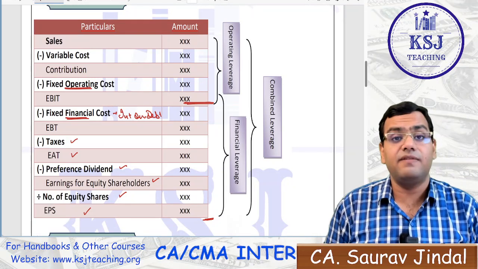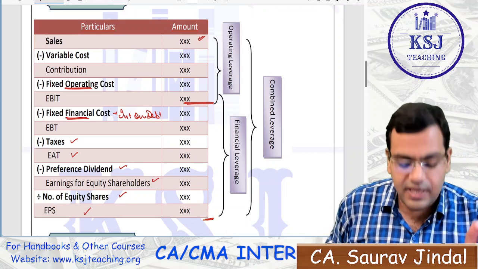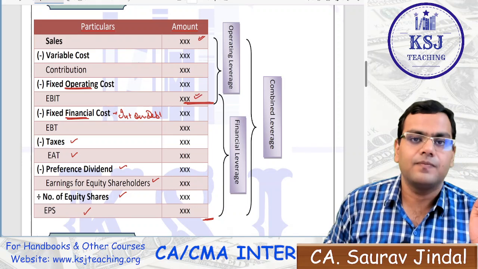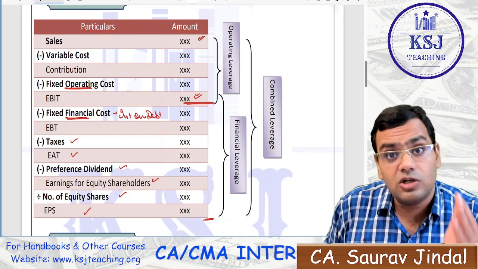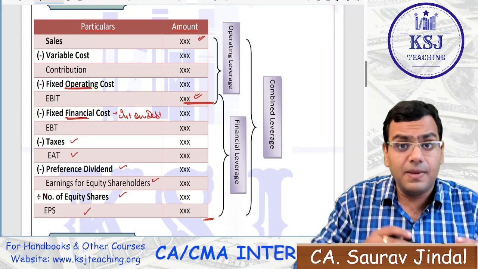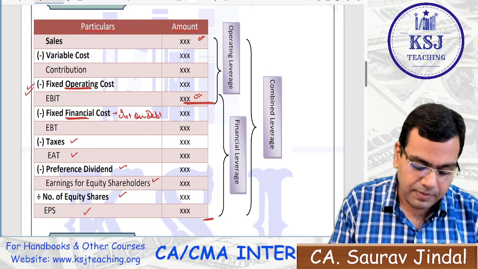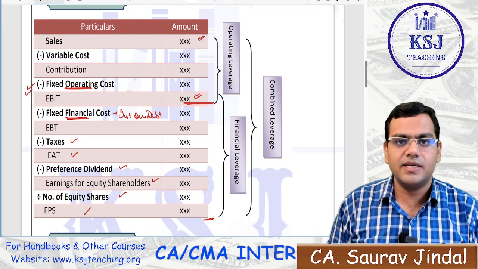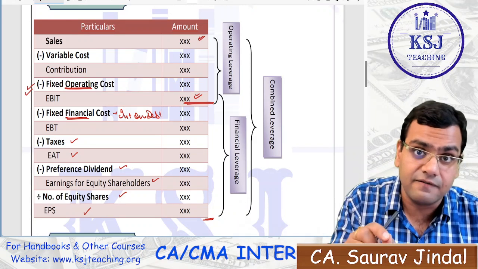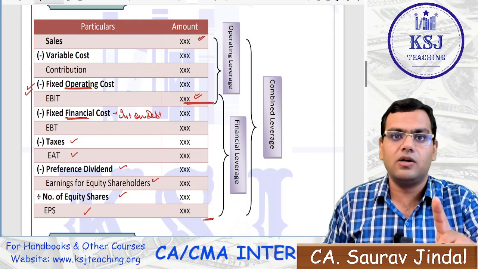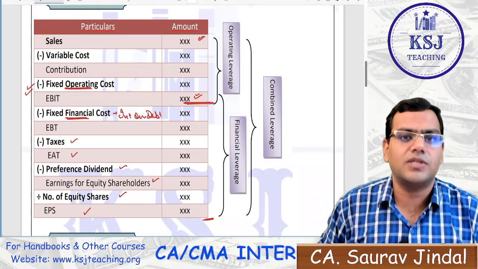Now, what is operating leverage? Operating leverage tells us that if we change the sales, what will be the impact on the EBIT? If we increase our sales by, let's say, 100%, whether the EBIT will also increase by 100%? No, sir. The EBIT will increase by more than 100% if there is fixed operating cost. What I'm saying is, if you increase the sales by 100%, your EBIT will increase by more than 100% only if there is fixed operating cost. If there is no fixed operating cost, then the sales increase by 100%, EBIT will also increase by 100% only.